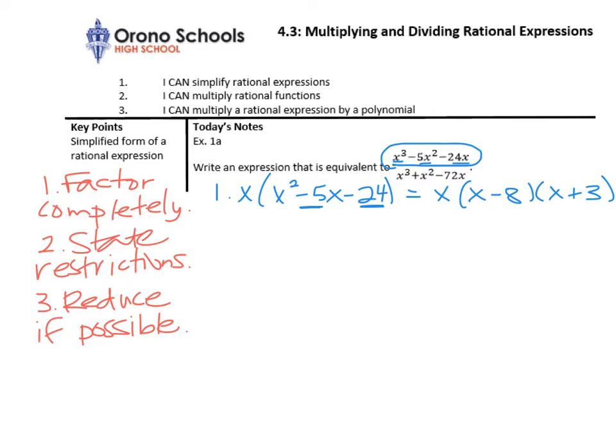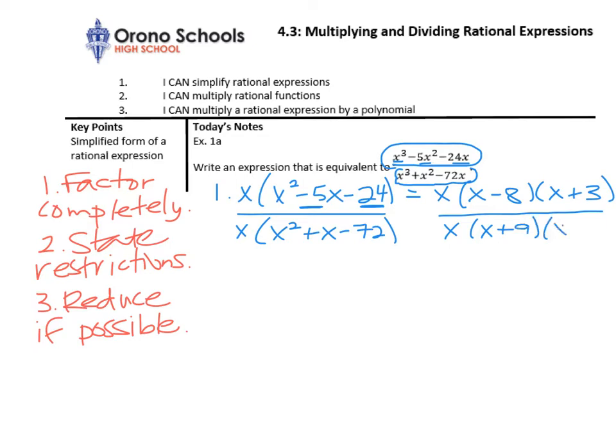Let's try the same thing in the denominator. Again, we have an x cubed, an x squared, and an x. All 3 terms have an x in common. We're left with x squared plus x minus 72. Now 2 numbers that multiply to get negative 72, but add to get positive 1 in the middle, would be positive 9 and negative 8. Keep our x out in front, and we have x plus 9 and x minus 8. That's all step 1, factoring completely.